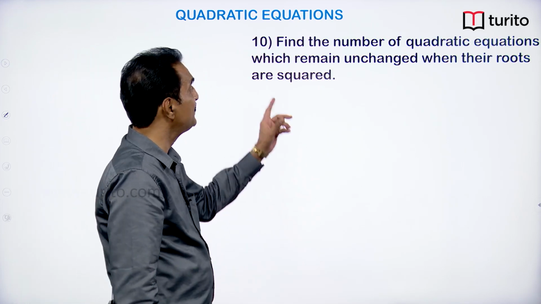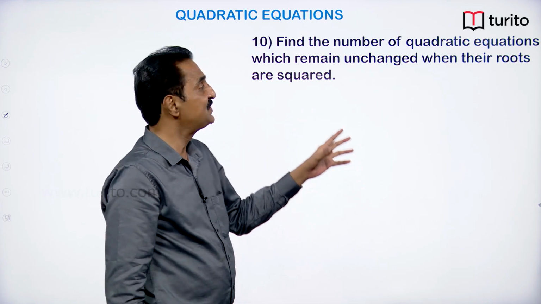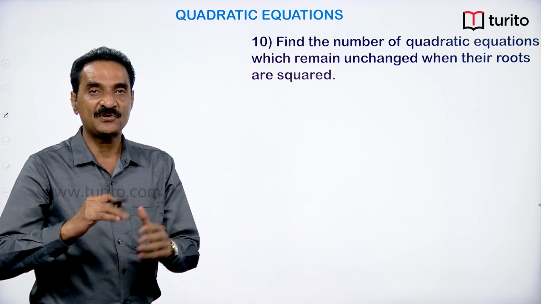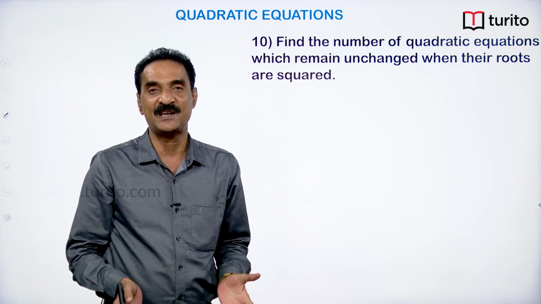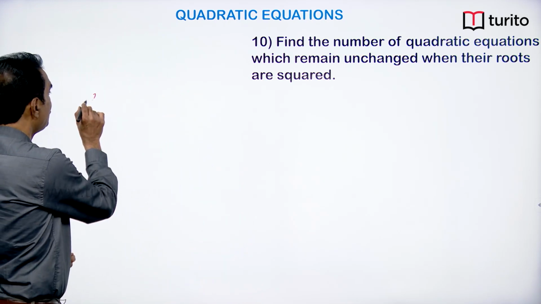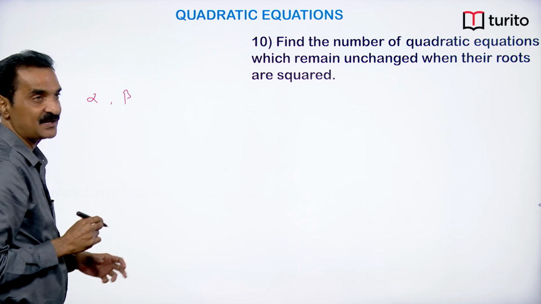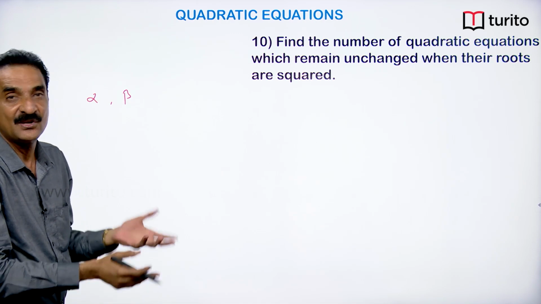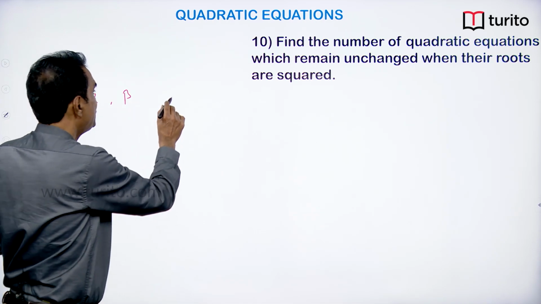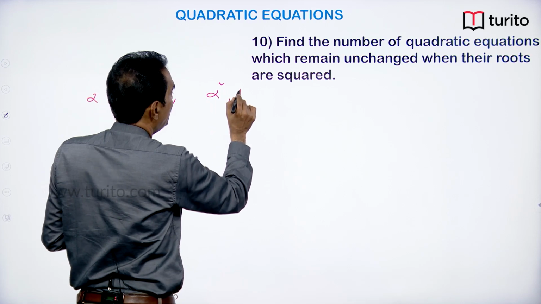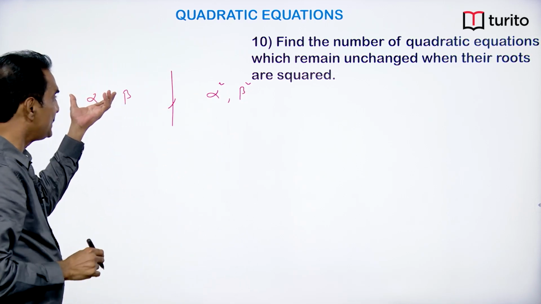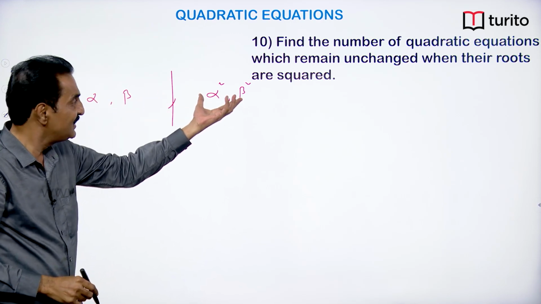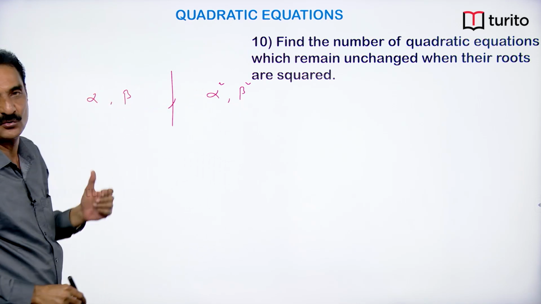find the number of quadratic equations which remain unchanged when their roots are squared. That means, even if you square the roots, equation should remain same. Suppose alpha and beta are the roots of one quadratic equation. Even when you square them, quadratic equation remains same, means roots also remain same. By squaring, what you will get? Alpha square, beta square. Quadratic equation with these two roots must be same as quadratic equation with these two roots, means these two roots are same as these two roots.